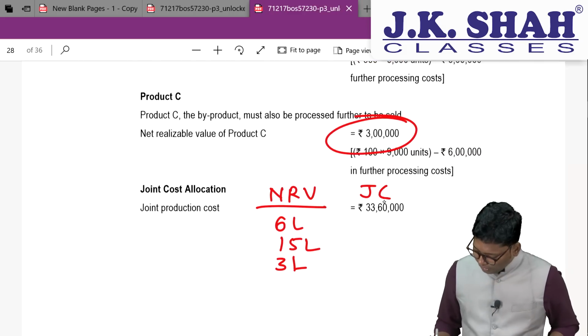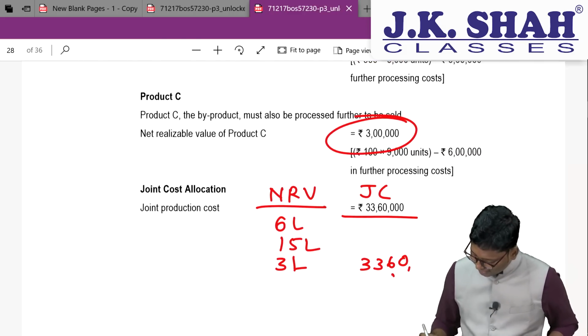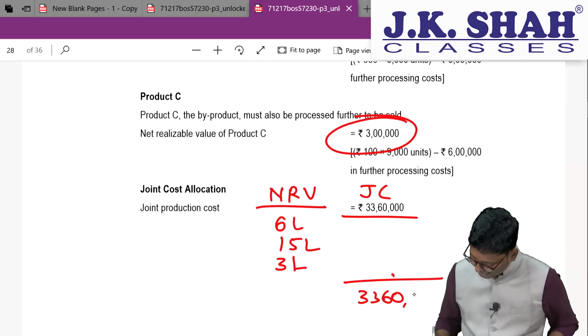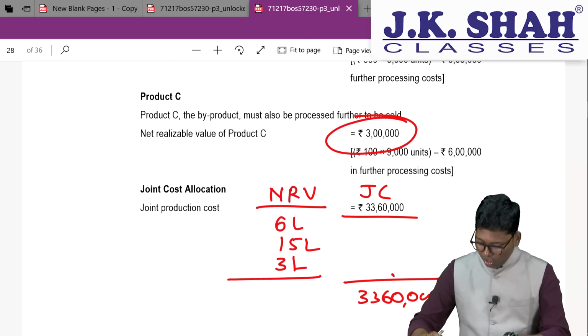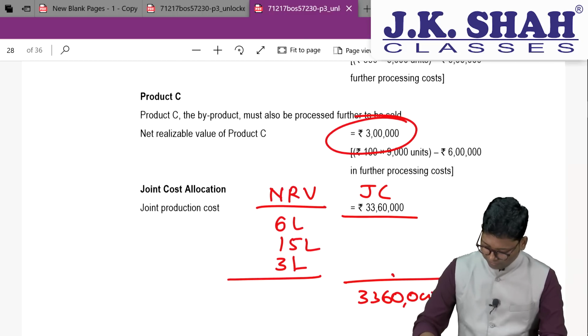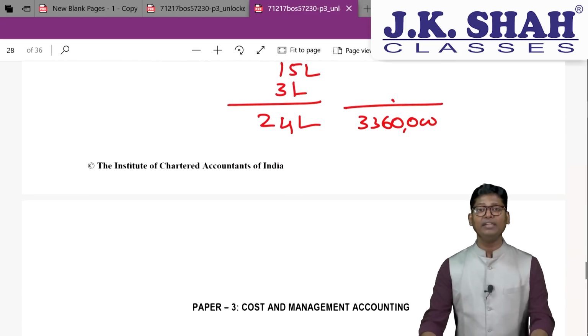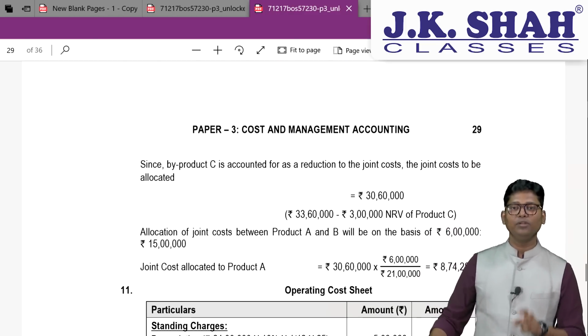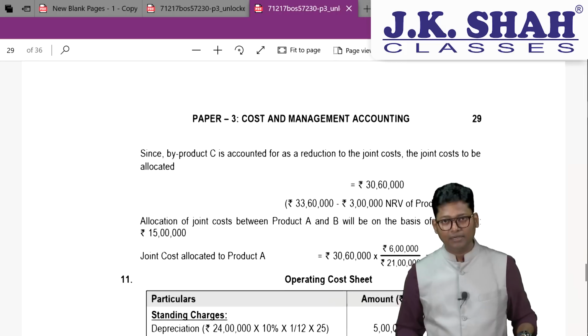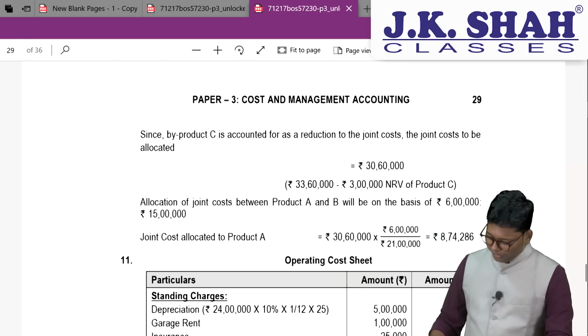Now my joint cost is 33,60,000. On this basis, this joint cost is to be allocated. 33,60,000 is to be allocated on the basis of 6 plus 15 plus 3, 24 lakhs. So this is my NRV and this is my joint cost. Easily you need to bifurcate this. Now before that, something is concluded here.